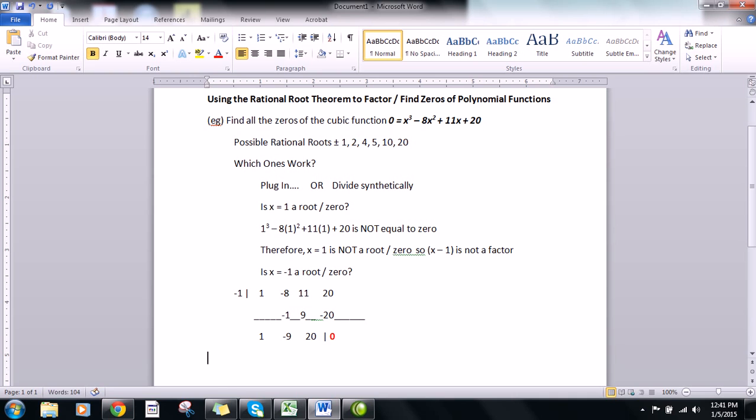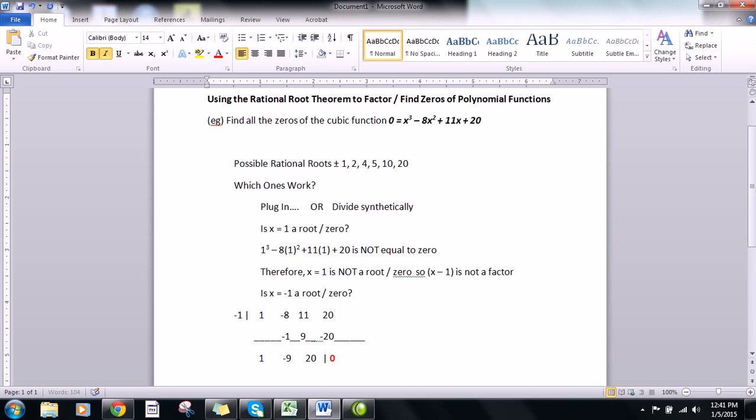Now, because -1 is a root, that means my original cubic is divisible by x plus 1. So here's what I got so far. I'm going to rewrite the cubic as x plus 1, because I know x plus 1 has to be a factor, times my depressed quadratic polynomial, or at least the coefficients of it. So it's going to be 1x squared minus 9x plus 20.